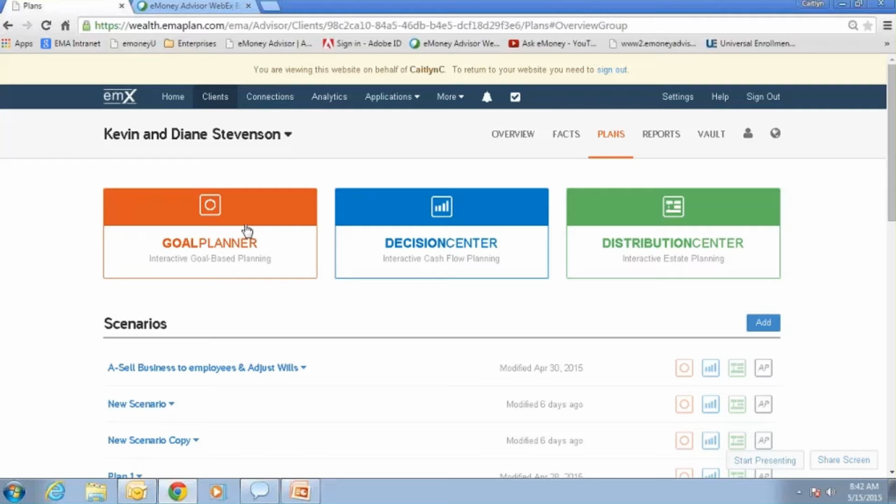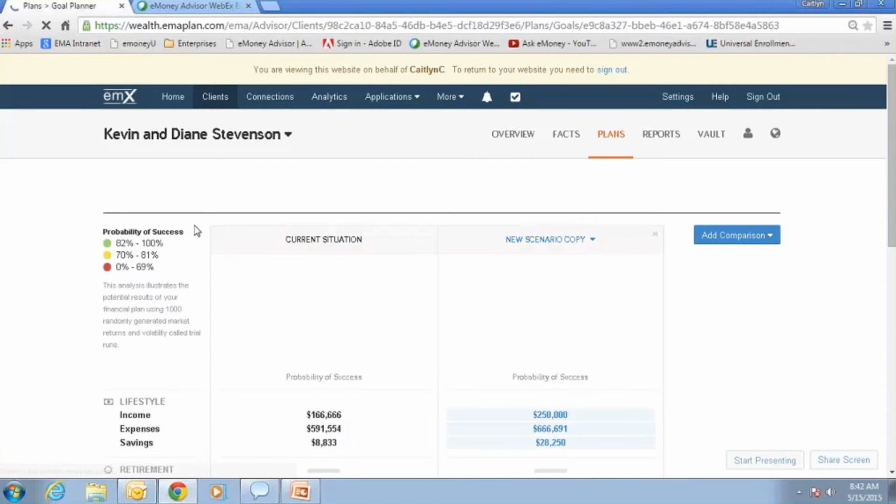But behind the scenes, everything else is being run. So you're running your Monte Carlo simulations, all of your underlying assumptions, and all of your growth rates. They're being run behind the scenes of this tool. So let's hop into Goal Planner.